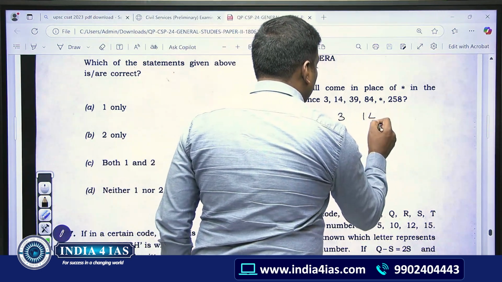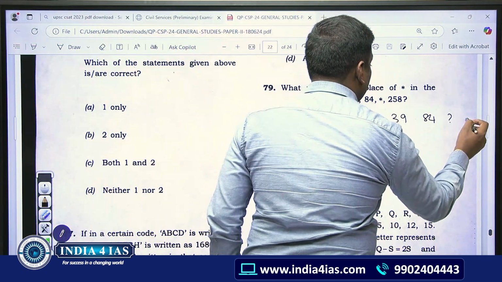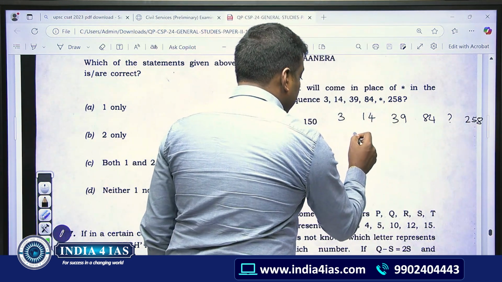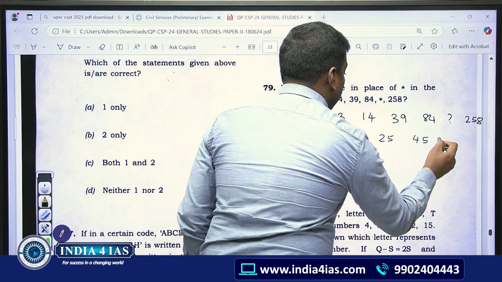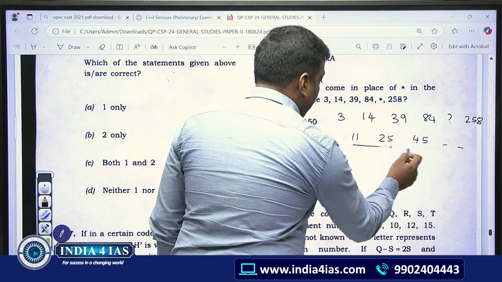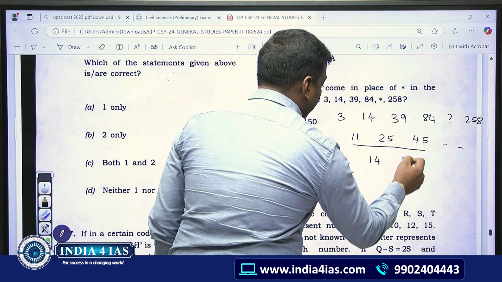3, 14, 39, 84, and we don't know this number, and we need 258. So first I would like you to take the difference. Here 11, here 25, and here 45. And this I don't know, this I don't know. So what is the pattern here? 11 and 25, what is the difference? 14.